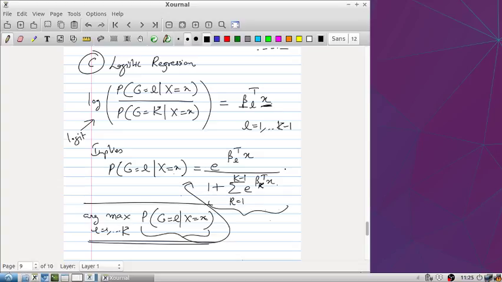Oh, it has not been taught. Logistic regression has not been taught yet. Okay. So what we are looking at is directly k-class logistic regression.